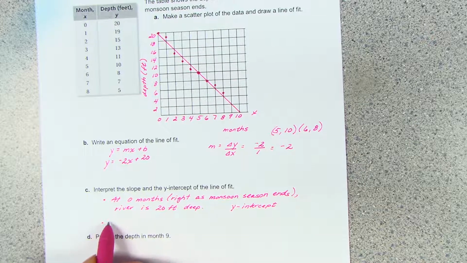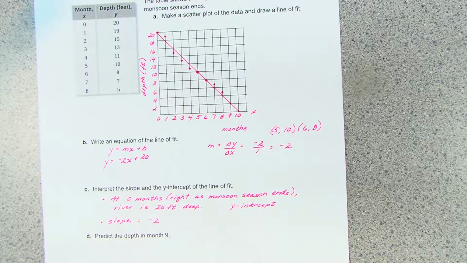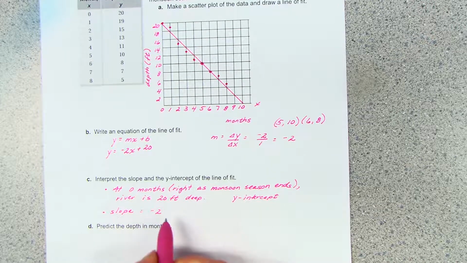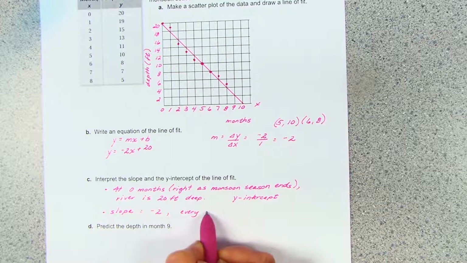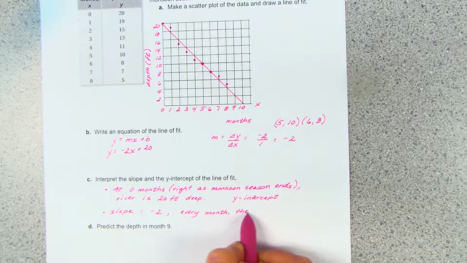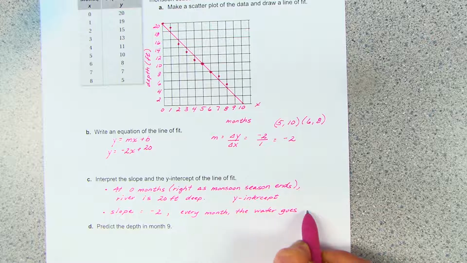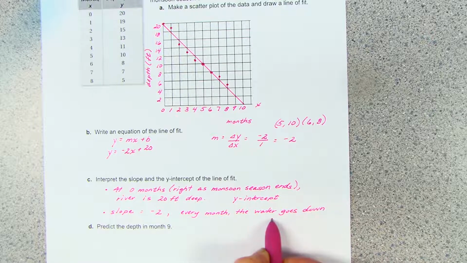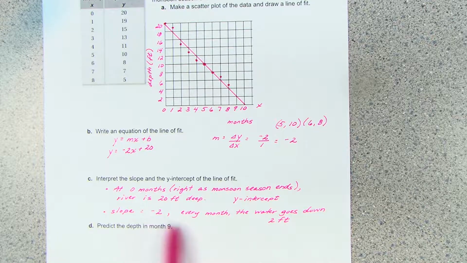The slope is negative 2, and when we interpret that slope, it means that every month the water goes down 2 feet. The slope is negative 2, so it's going down 2 feet.